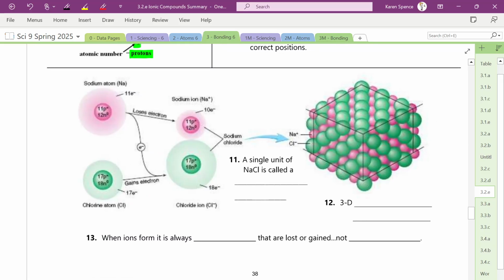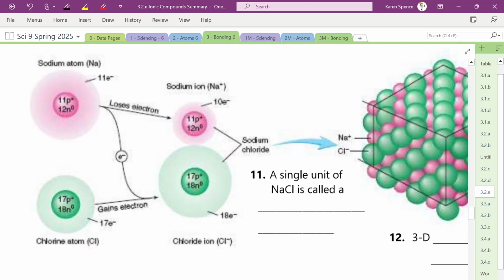So here we have the formation. Whoa, look what happens to the size of the sodium ion. It went from being pretty big to being pretty small. Have a little chat with your neighbor. Why might it be that sodium went from being big to being small?